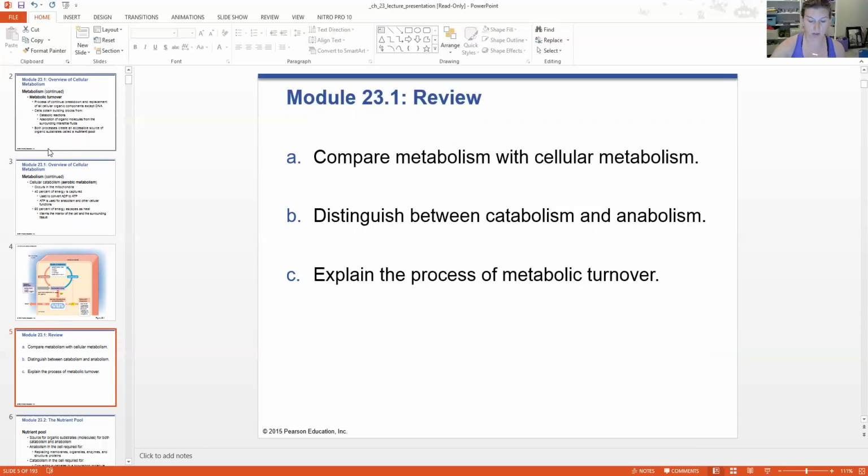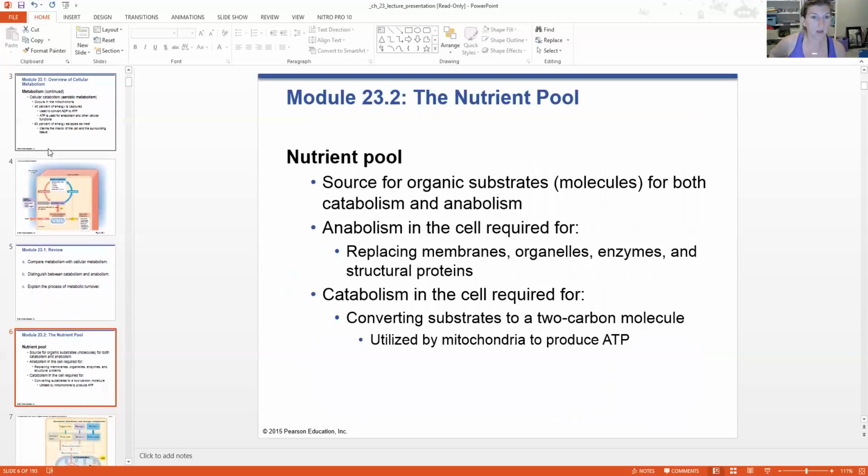We're going to keep moving through this chapter and talk more specifically about this nutrient pool, this idea of a nutrient pool. So this is where all of the organic molecules for catabolism and anabolism come from. So anabolism, this is that building, right? This is required for everything, like I said, replacing cell membranes, building organelles, creating enzymes, structural proteins like keratin, collagen, elastic fibers. Remember all of those connective tissue ingredients, right?